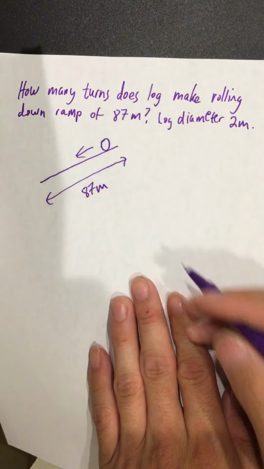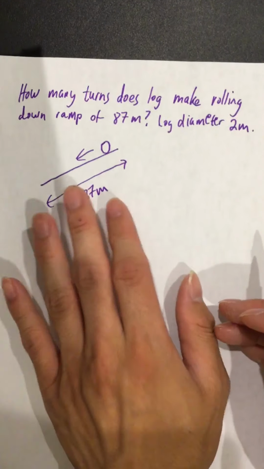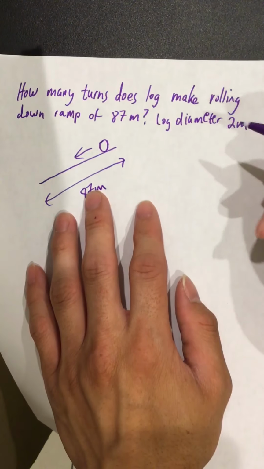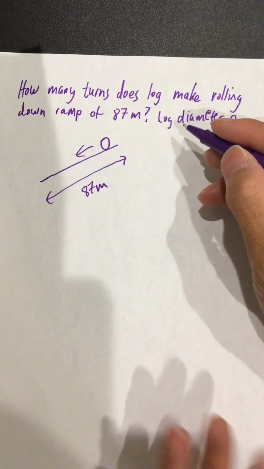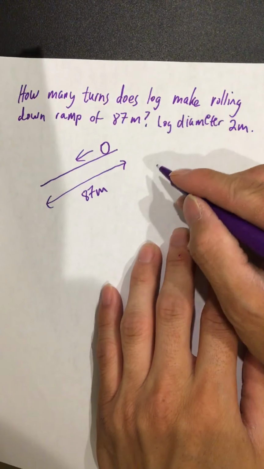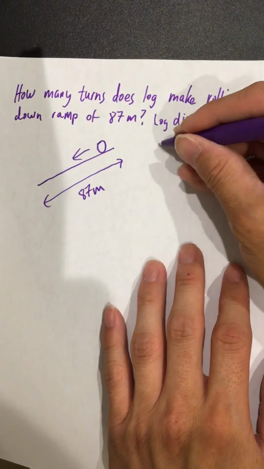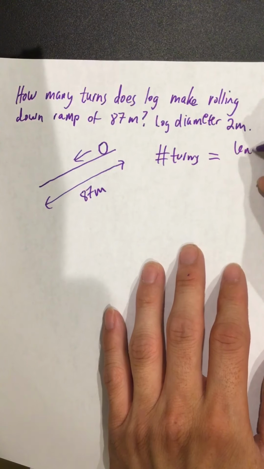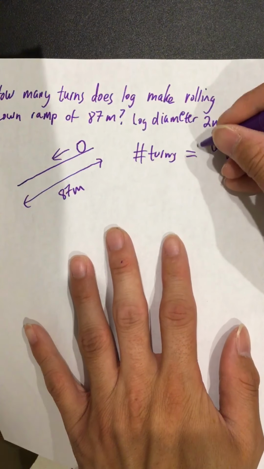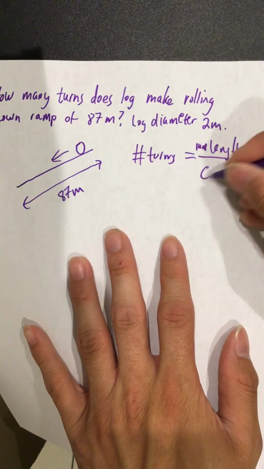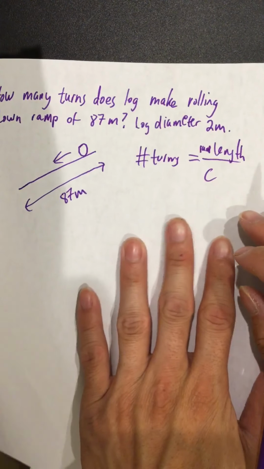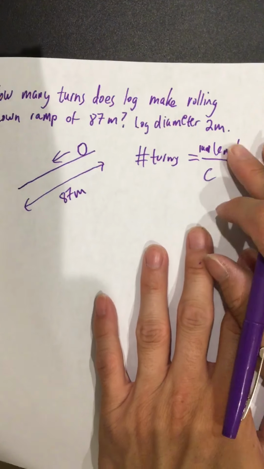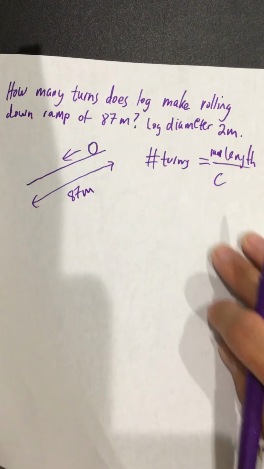So I need to find out how many times it turns. Drawing the picture is very, very useful. And as far as setting up the actual problem, the number of turns would be equal to the length of the ramp divided by the circumference. I'm not actually going to solve for this, because once they were able to figure out the setup, it's just a matter of plugging in numbers.